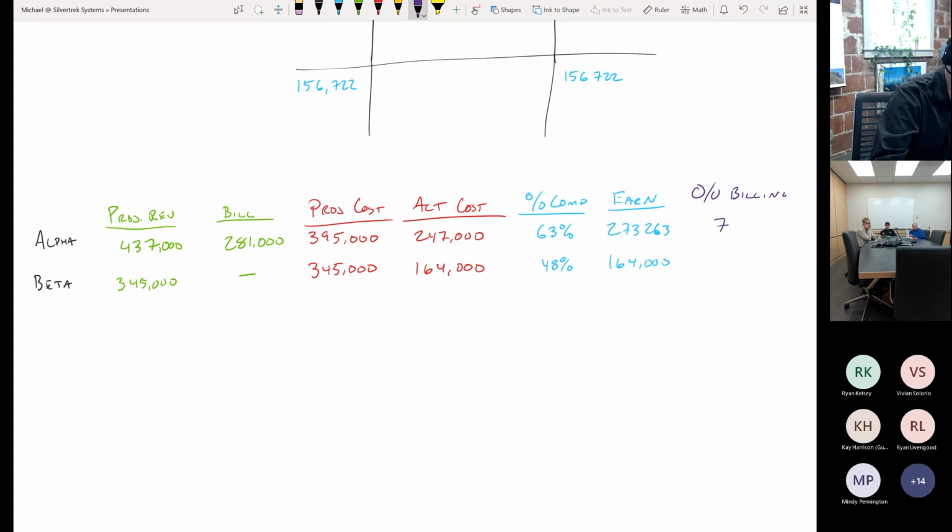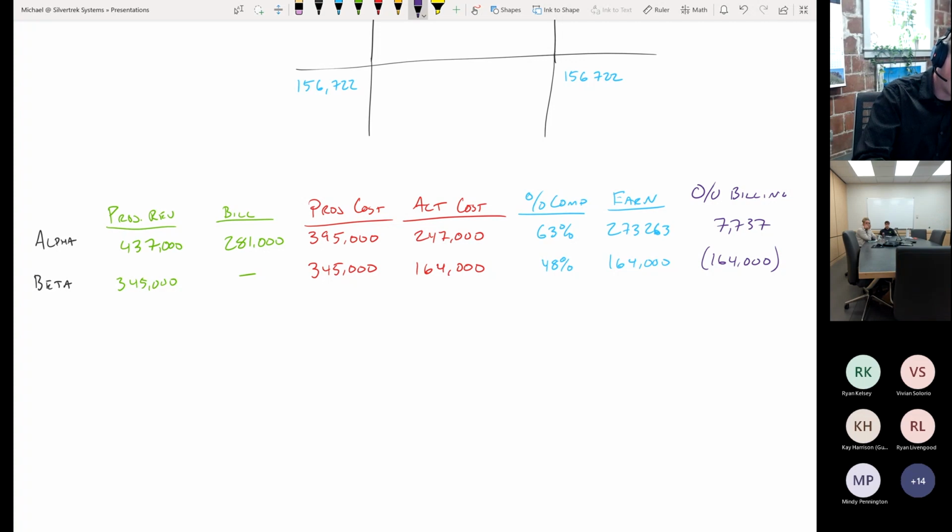We have a positive $7,737. In this case, we've earned 164. In Beta's case, we've billed zero. We have underbilling of $164,000. Major problems.